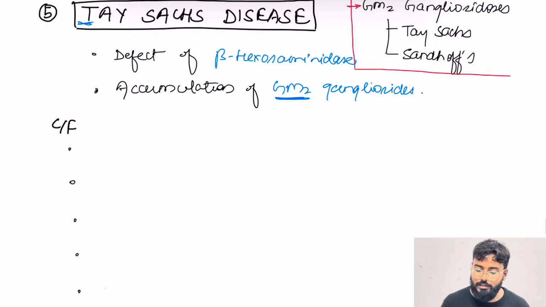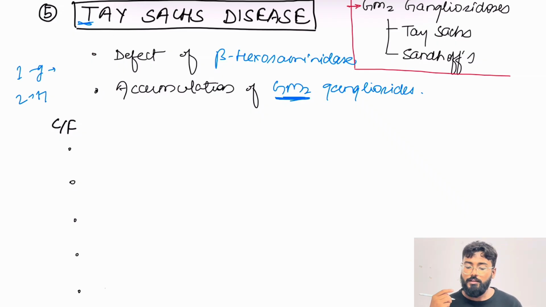So for 1 and 2, you can remember this: 1 is G and 2 is H, because G comes first. In case of G, that is your galactosidase, the GM1 ganglioside is going to get accumulated. And in case of H, that is your hexosaminidase, GM2 ganglioside is going to get accumulated.